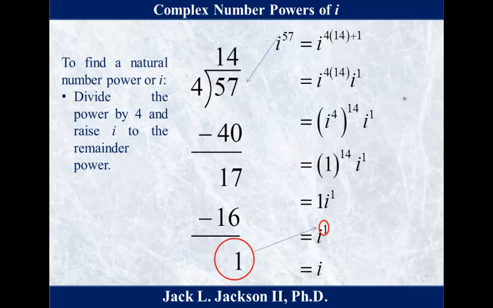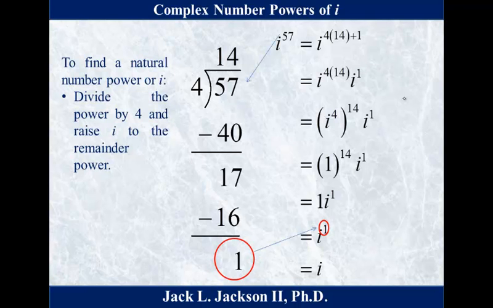Well, if you notice, the only thing that really mattered in the end was the remainder on this division by 4. That was the power we ended up with at the end. So we can just cut to the chase and go straight there if we want to. So i to the 57th, just divide by 4, we get a remainder of 1, so that's going to be the same as i to the 1, which is just i.